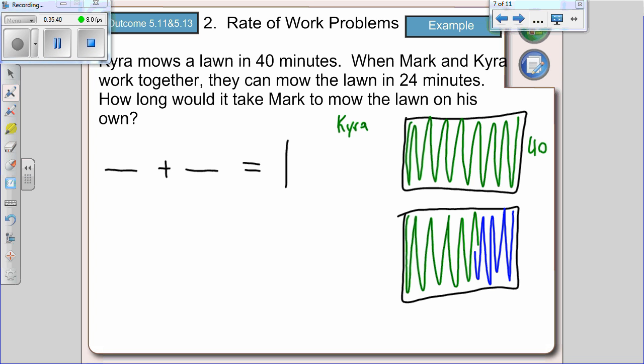Here's the question. What are our fractions? Well, it takes 24 minutes for them to do the whole thing. So they both have 24 on the top. They both work for 24 minutes. But they can't both do an entire lawn in 24 minutes. It only takes Kyra 40 to do a lawn. So she did 24 divided by 40 of the lawn. How much did Mark do? 24 divided by whatever was left of the lawn, x. You're now going to get a common denominator and solve for x.